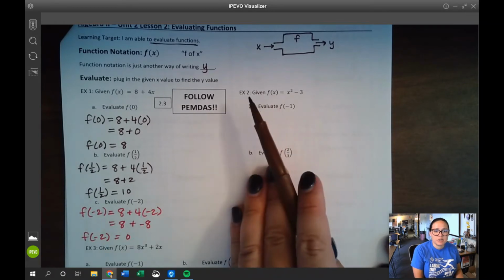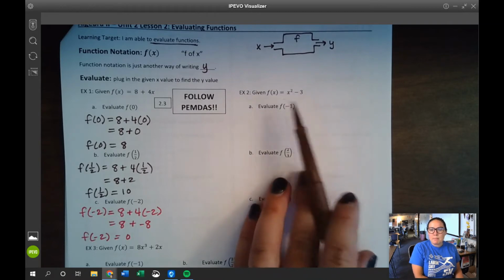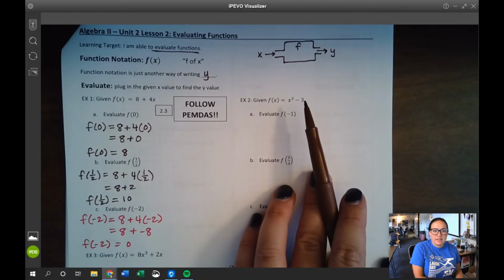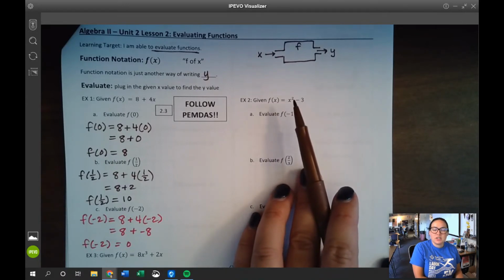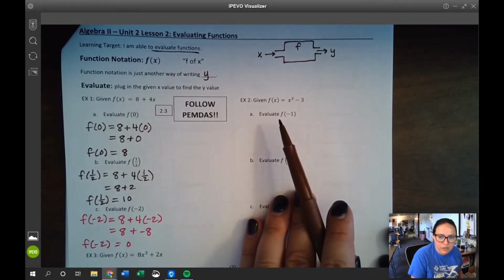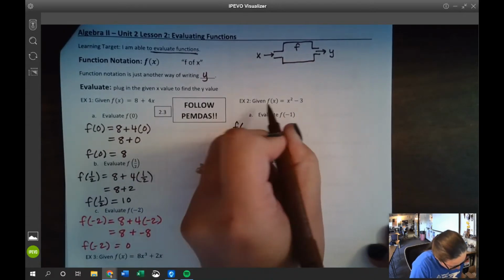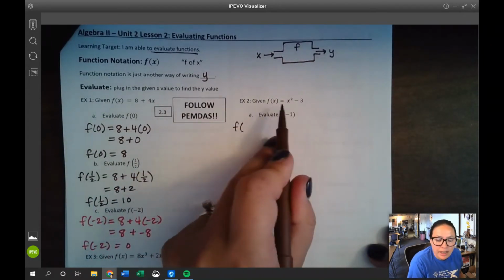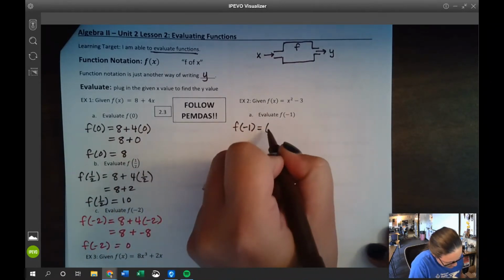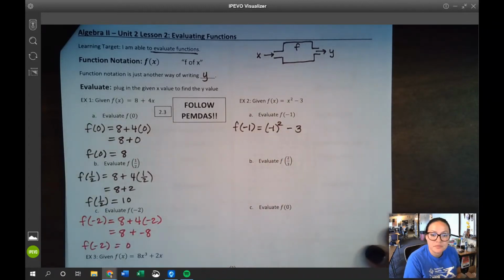Okay, let's try example 2. Now, the process is going to be the same, we just have a new machine. Okay, we have new directions for our machine. And this time, this function, we are going to take x and square it, and then subtract 3. Okay, so first we are asked to find f of -1. So once again, just like we did in example 1, I'm going to replace every x with -1. So I have (-1) squared. Notice I'm still using parentheses. Those are still important.